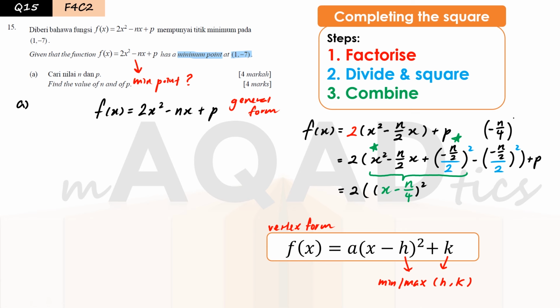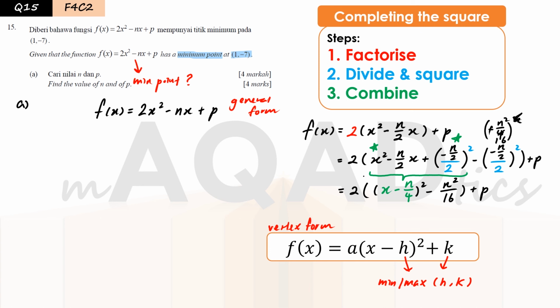And don't forget there's a square outside, so we're going to square all of the values inside. So if negative I square, it will be negative negative positive, right? And the n here, if I square, it will be n square. If the 4 I square, it would be 16. Okay, so inside the bracket it would be n square over 16, and don't forget the negative outside. Alright, so here will be negative n square over 16. Okay, and don't forget the p at the outside of the bracket.